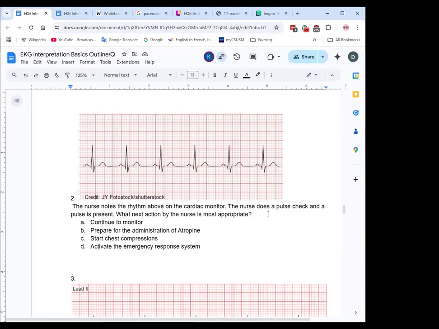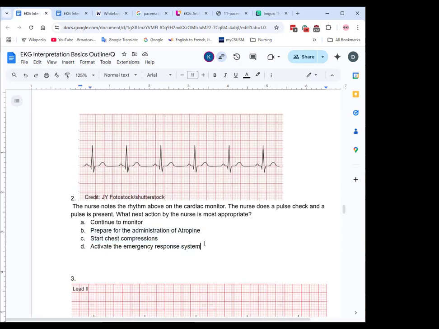Since this is the same picture, we already know what rhythm this is. Oh wait, it's the exact same picture. I told you this. Sorry. So instead, what we can also do is look at the answer choices and ask what would be appropriate.